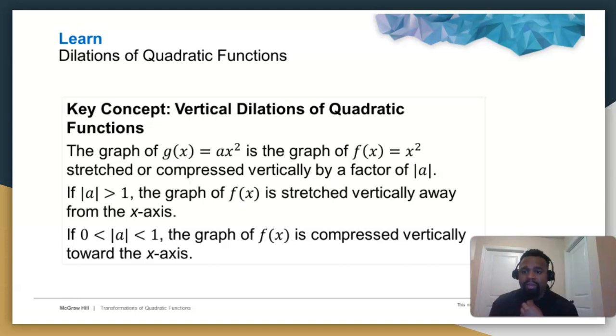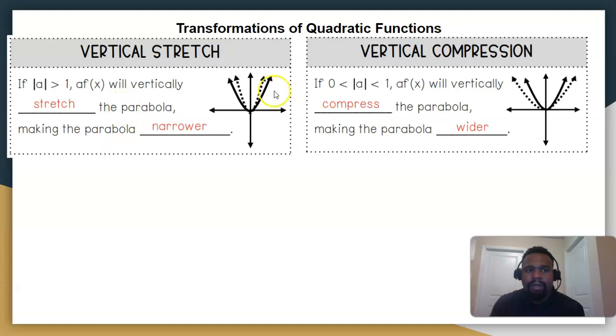All right. So if your leading coefficient here is greater than 1, you're going to have a vertical stretch. It's going to be more narrow, your parabola. If it's less than 1, greater than 0, it's going to be a vertical compression, but the parabola is going to be more wider.